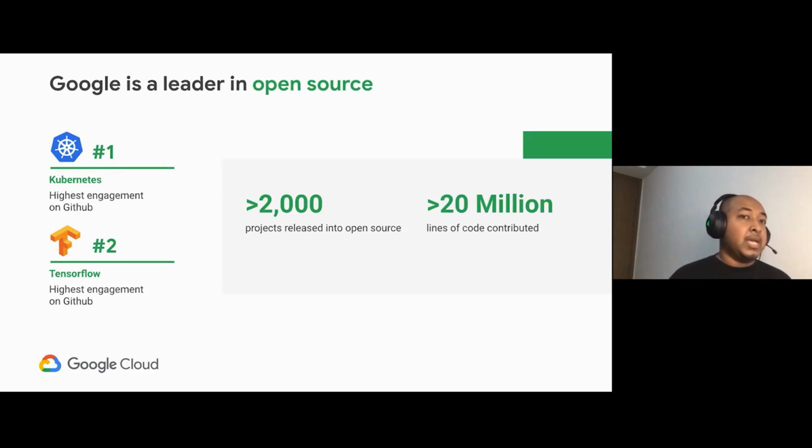What Google is trying to do is increase awareness about open source, and get people to be part of this open source movement. And then Google itself has a very high commitment towards Kubernetes and TensorFlow as well. Kubernetes has high engagement in GitHub, both Kubernetes and TensorFlow. If you search for the top 10 open source projects or products, you will find Kubernetes and TensorFlow in that list as well.